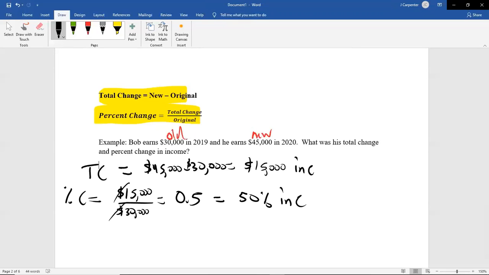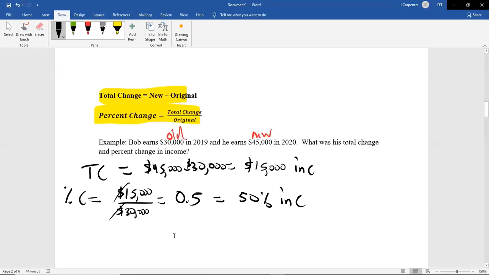And again, the total change, $15,000, sounds amazing, especially when you're making $30,000 the last year. But if you made $1 million last year, $15,000 isn't really a huge increase. So that's the awesome thing about percent change, it's relative to what happened in the past. In this case, given that the past was 30 grand, that was a 50% increase. So he made an extra half of his previous income. That's what it means to be a percent change.